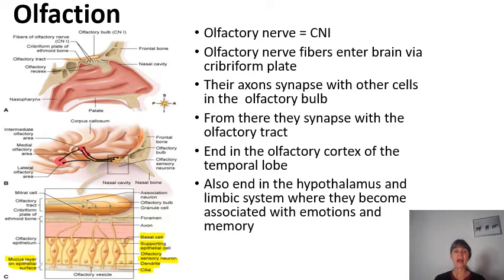You'll notice that the axons of these bipolar neurons are going to go through the olfactory foramina of the cribriform plate of the ethmoid bone. The axons will synapse with other neurons in the olfactory bulb, and those axons will go along the olfactory tract to the olfactory cortex in the temporal lobe. You'll notice there are other axons that go from the olfactory tract to the hypothalamus and the limbic system, where they will become associated with emotion and memory.